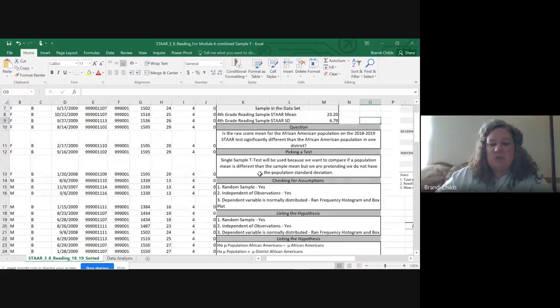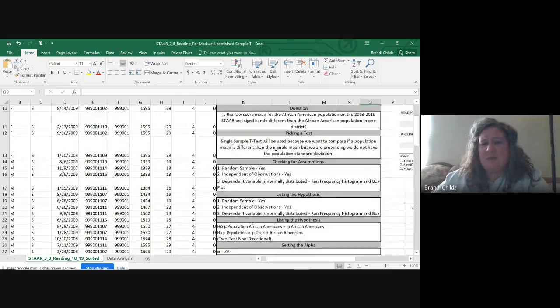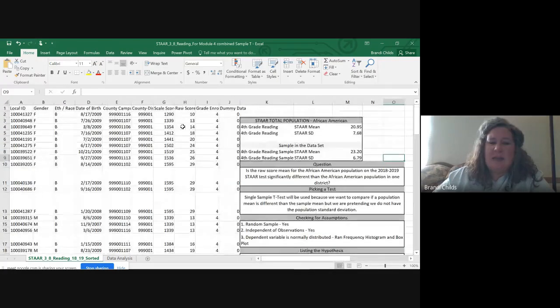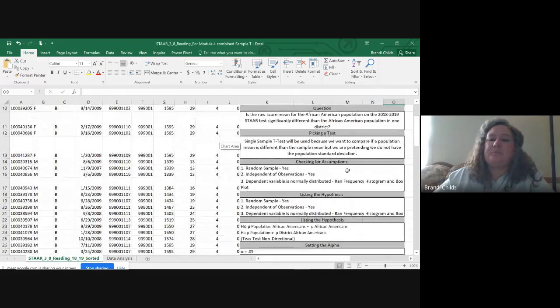So of course we chose the single sample t-test to determine that. Just following the steps, next you're going to pick your test. And we did the single sample because we want to compare if the population is different. But of course, we're just pretending because we do not have the population standard deviation, but we do based on what was given to us by TEA and then what formulas I used to figure out other data.